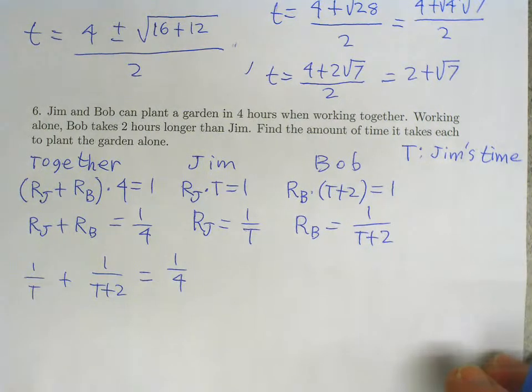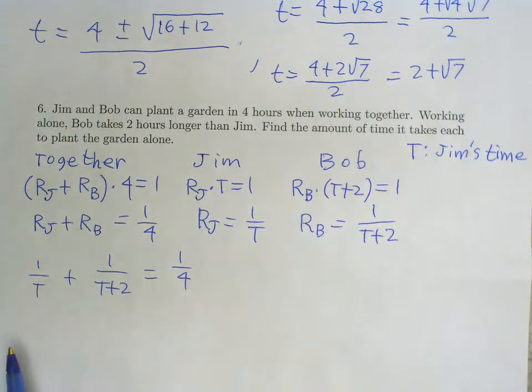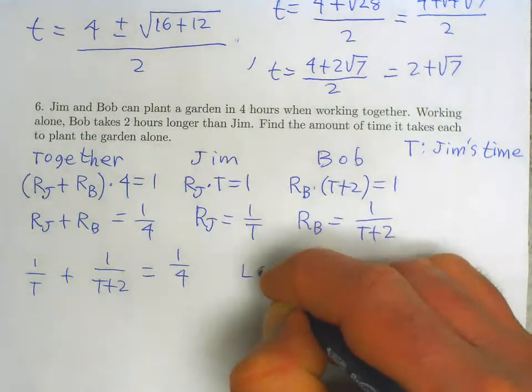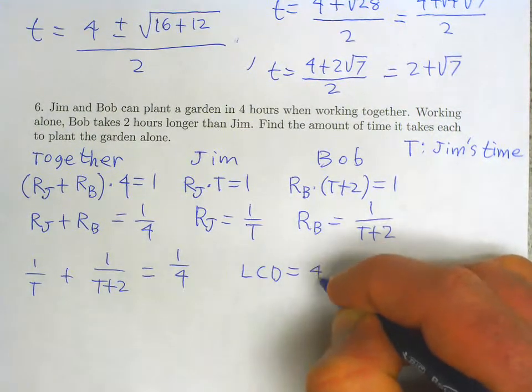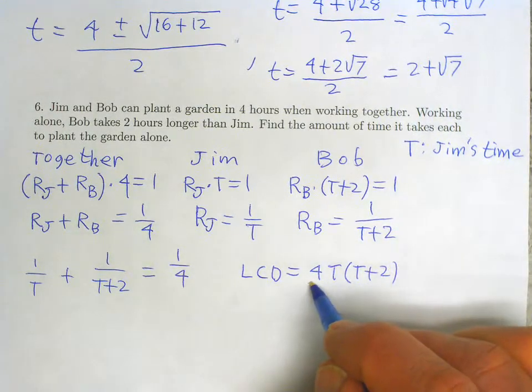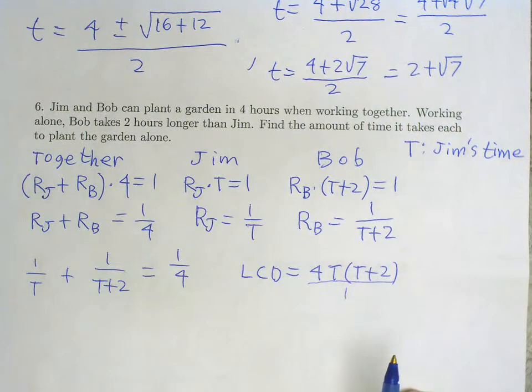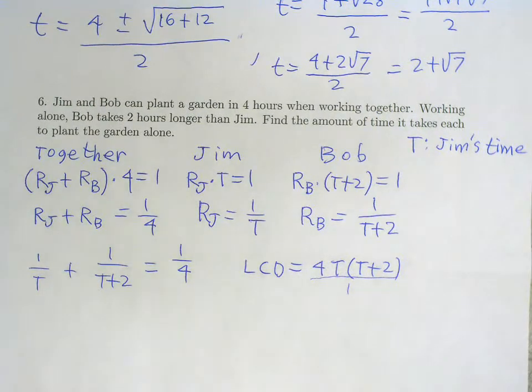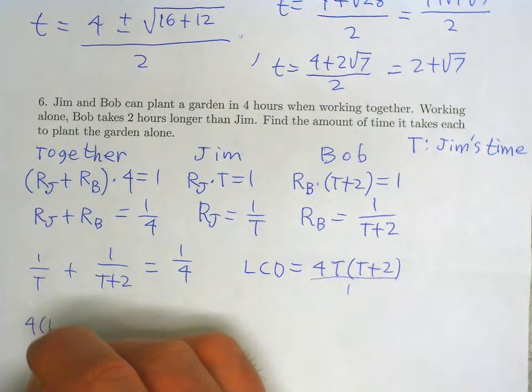So what we do now is identify the least common multiple of the denominators and multiply every term on both sides by the least common denominator. Okay, so the least common multiple of the denominators is just 4 times T times the binomial T plus 2. Think of that as being over 1 if it helps. When we multiply this least common denominator by 1/T, the T's cancel. T divided by T is 1, so we're just left with 4 times T plus 2.